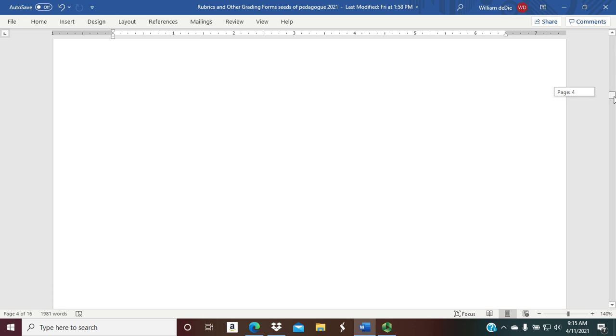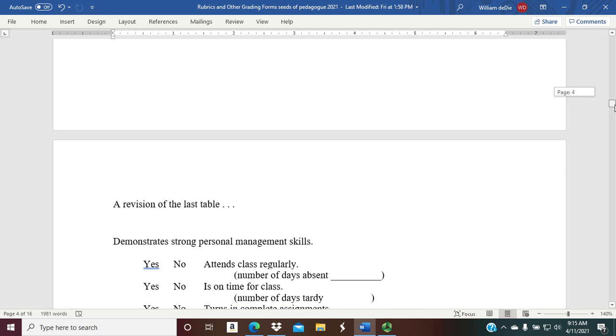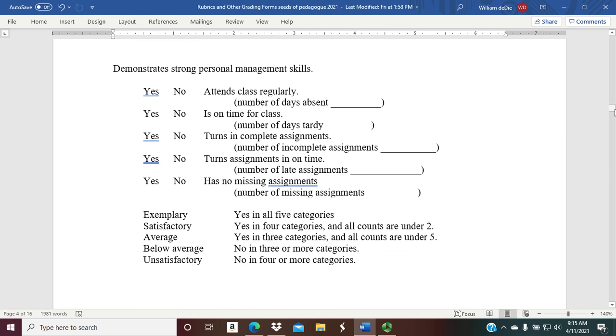There are times that a yes or no needs to be more specific than simply a yes or no. So that last table is reformatted as a yes or no checklist. Each of the bullets becomes a yes or a no. Attends class regularly: if it's a yes, the yes is circled. If it's a no, the number of days absent can be recorded. The same thing for all of the other bullets. The student is on time for class, yes, or the student is on time for class, no, and this is the number of days tardy.